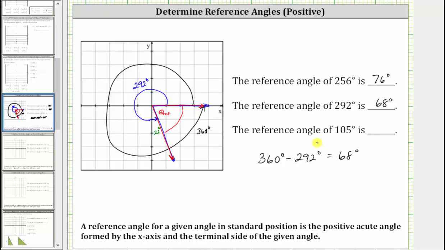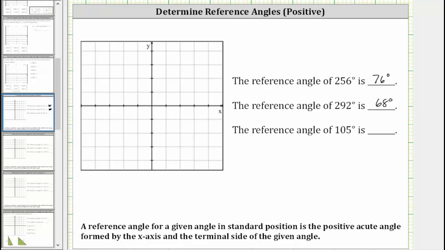And now let's sketch the last angle of 105 degrees. Beginning along the positive x-axis, we rotate counterclockwise 105 degrees. 1/4 of a rotation counterclockwise is 90 degrees. And because we want to sketch 105 degrees, we need to rotate another 15 degrees past the positive y-axis. And therefore the terminal side is approximately here. This is 105 degrees in standard position.